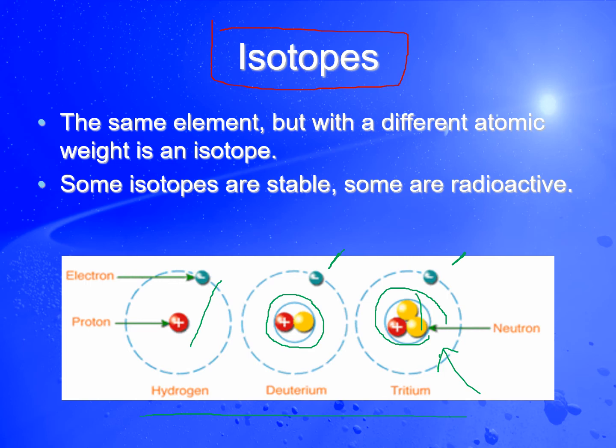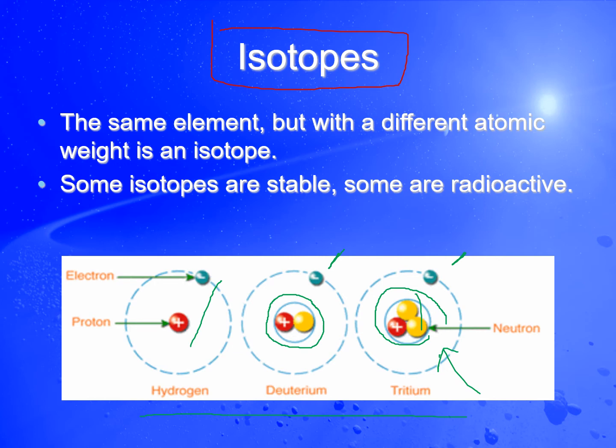Now, these versions that are heavier or lighter but are chemically the same, we call isotopes. The main thing that makes the isotopes different is the number of neutrons. Now, sometimes those extra neutrons are fine, and sometimes they're not. Like I said, tritium is radioactive, deuterium is not.